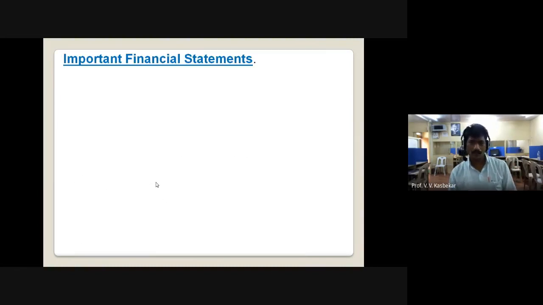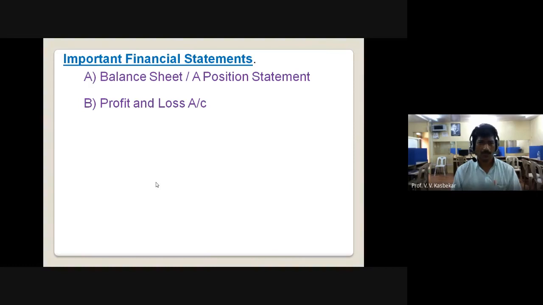So friends, why are these financial statements important? Importance of financial statements, let us see. When we see financial statements like the balance sheet, we call it a position statement. Why? Because it gives us a real position about the assets and liabilities of a business. And profit and loss shows whether the business earned a profit or bore a loss.